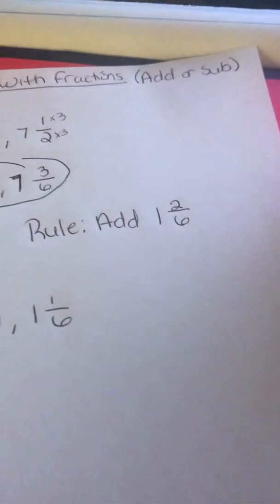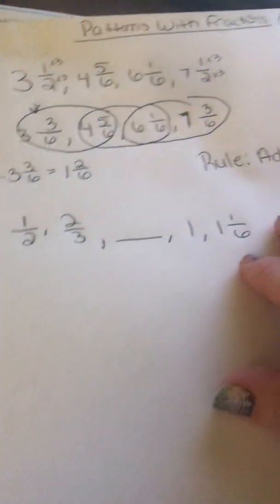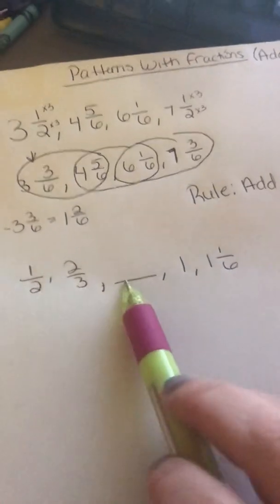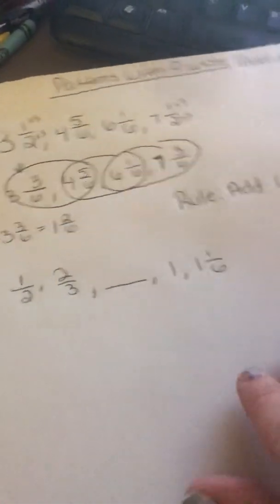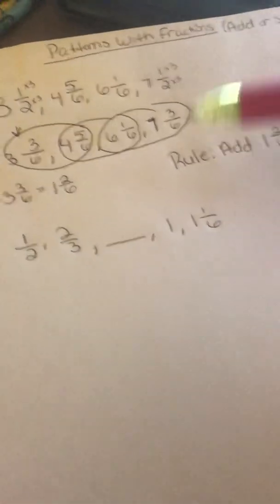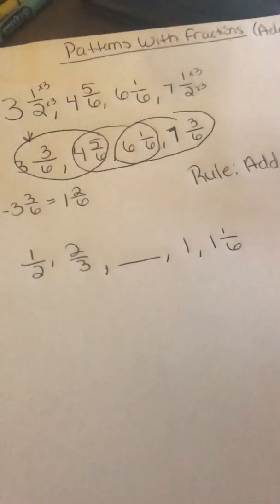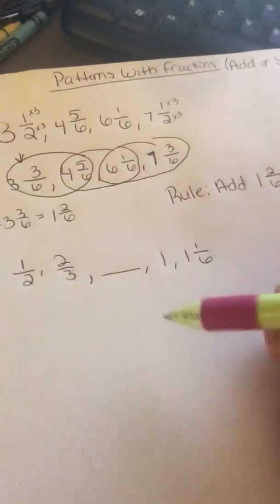All right, let me show you one more scenario that has a slightly different twist. I need to find the rule and a missing number, but this time the missing number is in the middle of my pattern. Same first step: we need to find that common denominator. I always try to use one of the denominators already in the pattern, so I don't have to adjust all of my fractions. So I am going to use 6. That is a common multiple of 2 and 3.